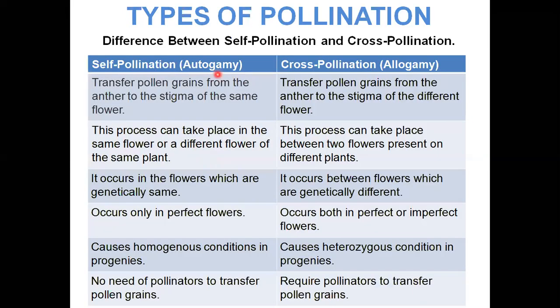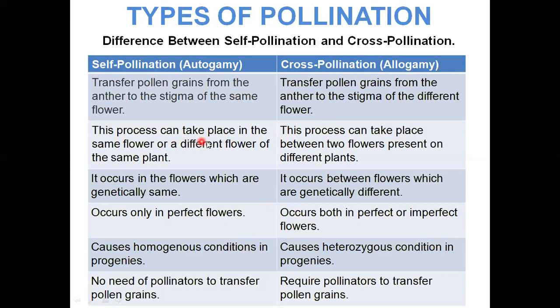Now we will see the types of pollination, given here in difference form. Self-pollination means autogamy. Auto means self and gamy means marriage. Cross-pollination means allogamy. Allo means different and gamy means marriage. Transfer of pollen grain from the anther to the stigma of the same flower is known as self-pollination. Transfer of pollen grain from the anther to the stigma of a different flower is known as cross-pollination.